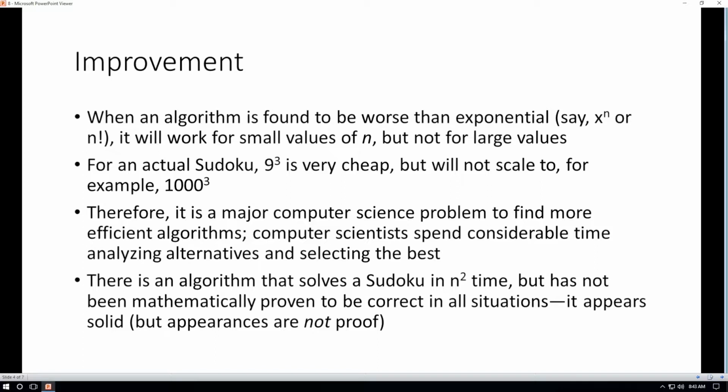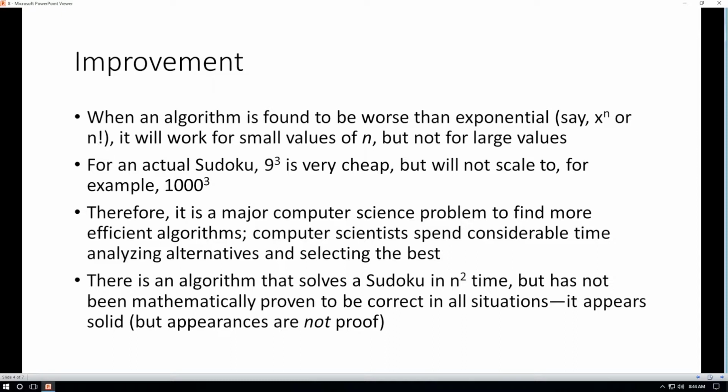For our Sudoku, 9 cubed is cheap, but if we made a 1,000 sided Sudoku, all of a sudden we discover that n cubed is very expensive. The question is, as computer scientists discuss, is there a faster way to do it? Is there a more efficient algorithm? Is there a better way?